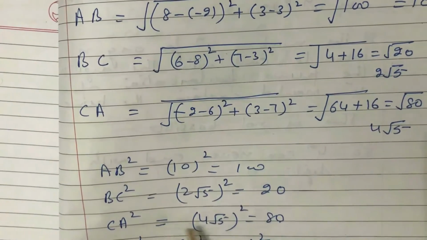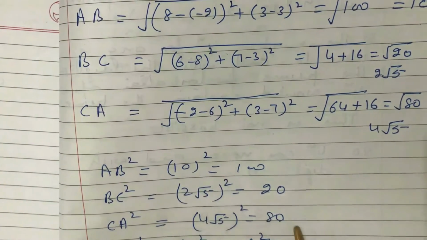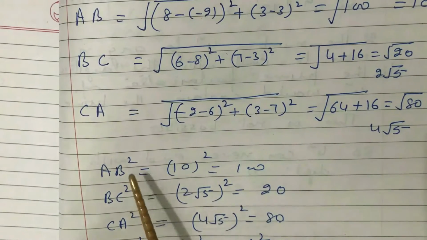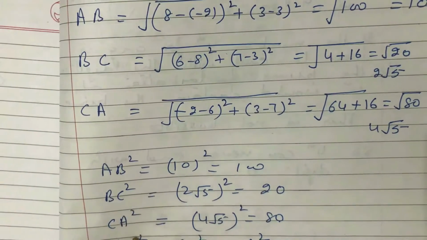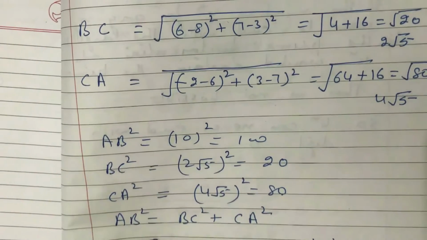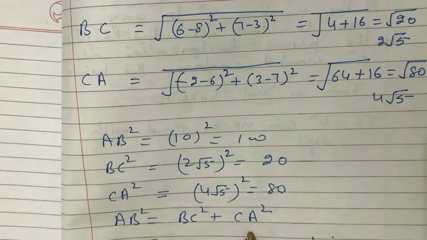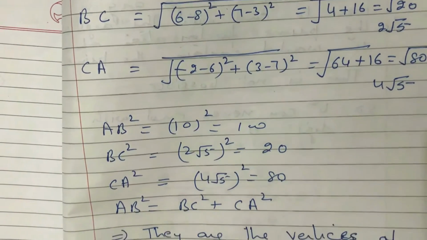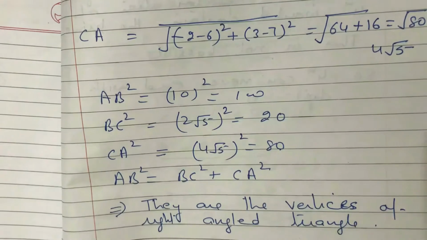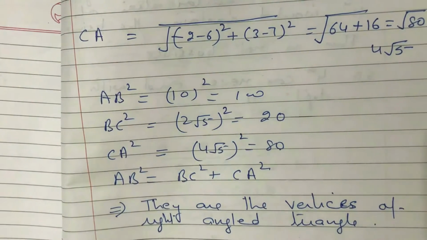CA square is equal to 4 root 5 whole square, that is 80. It shows AB square is equal to BC square plus CA square. So this shows AB square is equal to BC square plus CA square. It means they are the vertices of a right angled triangle.